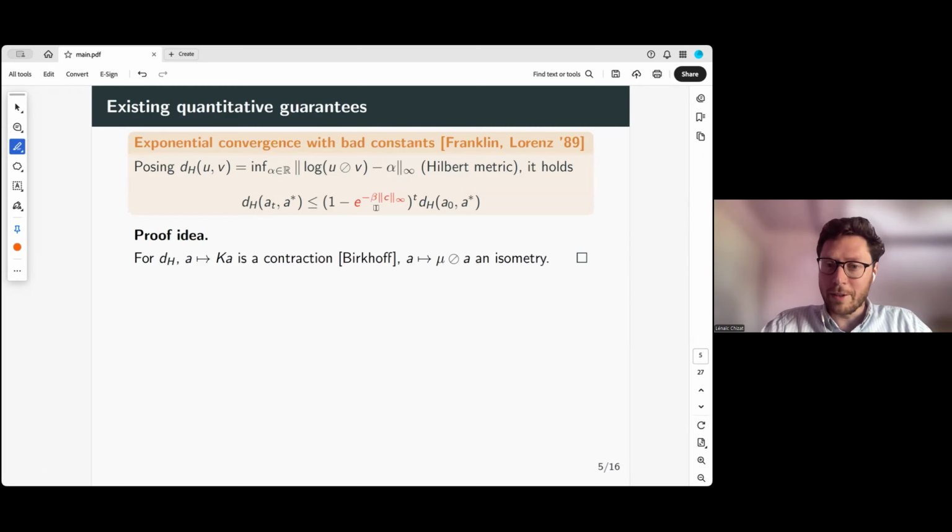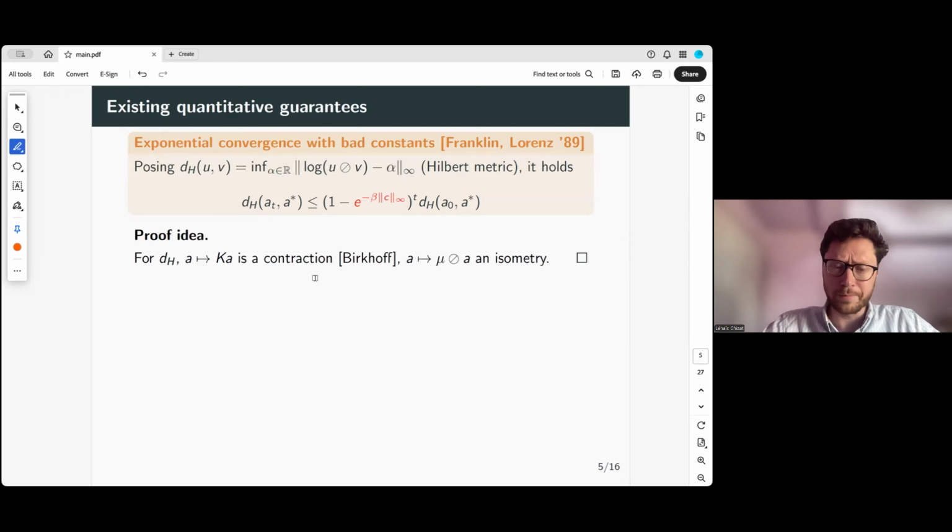But unfortunately, the contraction constant is very close to 1. It differs from 1 by exponential of minus beta times the L infinity norm of the cost. So when beta is large, which means when we get closer to optimal transport, this contraction constant goes very, very close to 1, and essentially you will not observe this exponential convergence in your numerical experiment.